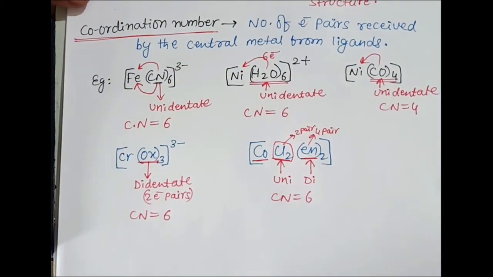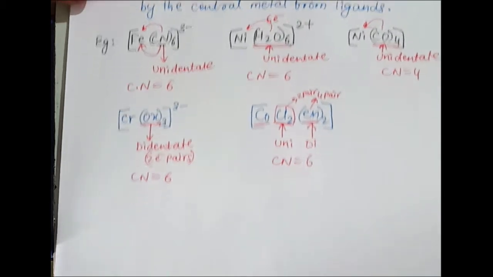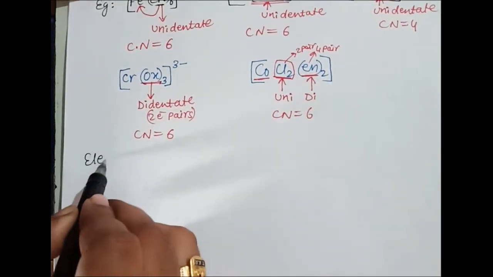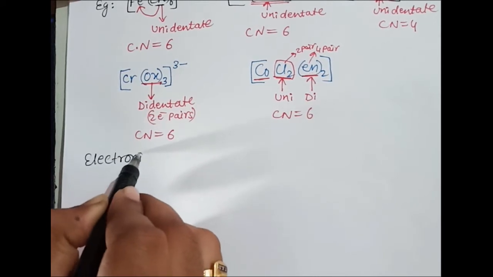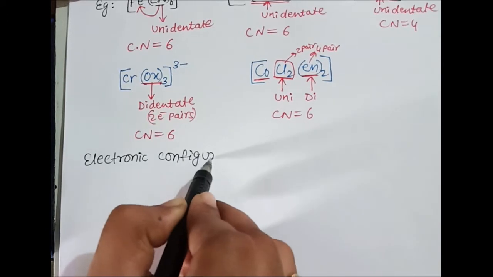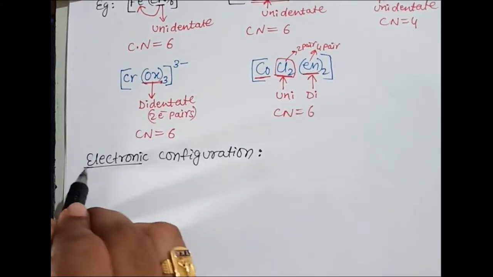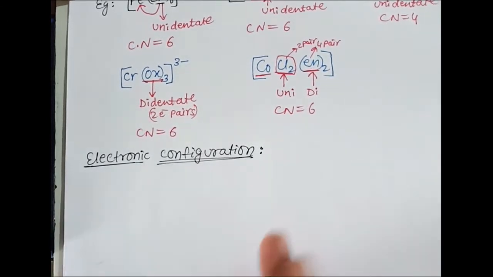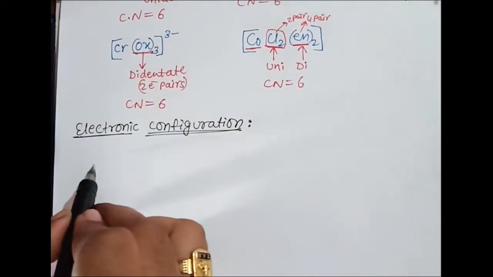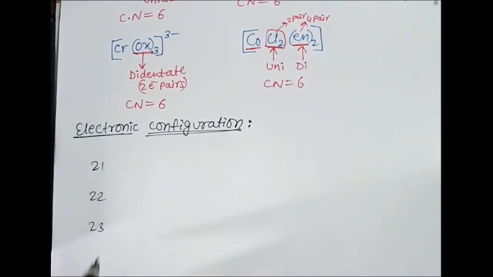Now the second basic concept we should know is electronic configuration. Electronic configuration of d-block elements, especially elements 21 to 30. That is also a necessary concept to go for VBT, Valence Bond Theory. First of all, you should know what those elements are.